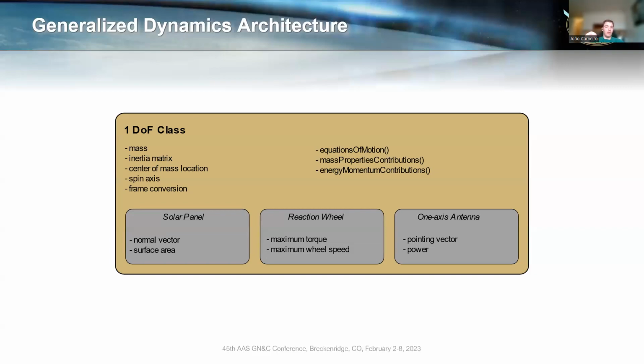So for example, a solar panel is a 1 degree of freedom rotating rigid body, but besides the properties I've already mentioned, you also need to define a normal vector to know how well the power is being generated. You also need a surface area to know how much power you're producing. Reaction wheel, you would maybe assign a maximum torque or a maximum wheel speed. So you really inherit from this shared class, and then each module adds its own particular methods or particular variables.